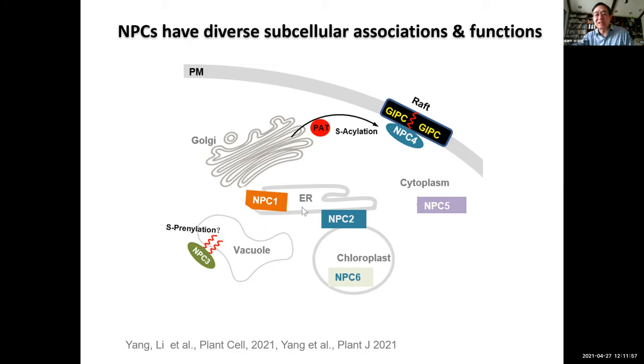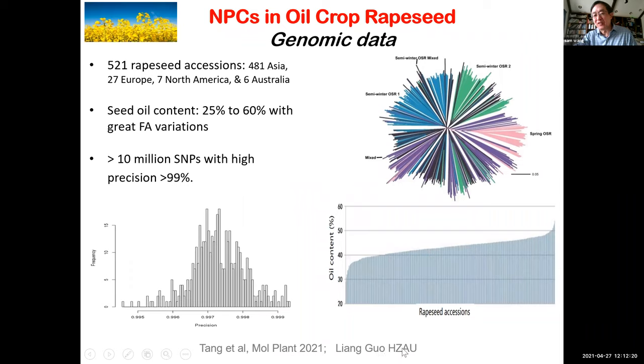Then other NPCs like NPC1 and NPC2 are primarily ER associated. And there are NPC6 and NPC5, which are primarily cytoplasmic, and they have also been shown to be involved in the phosphate deficiency response. So one approach we have been taking, in collaboration with Professor Guo at Huazhong Agricultural University, is a genomic approach. He has developed a germplasm where they have sequenced more than 600 rapeseed accessions. This has a large variation in oil content, from the low 30s to the mid 50s, and very high resolution in terms of SNPs.